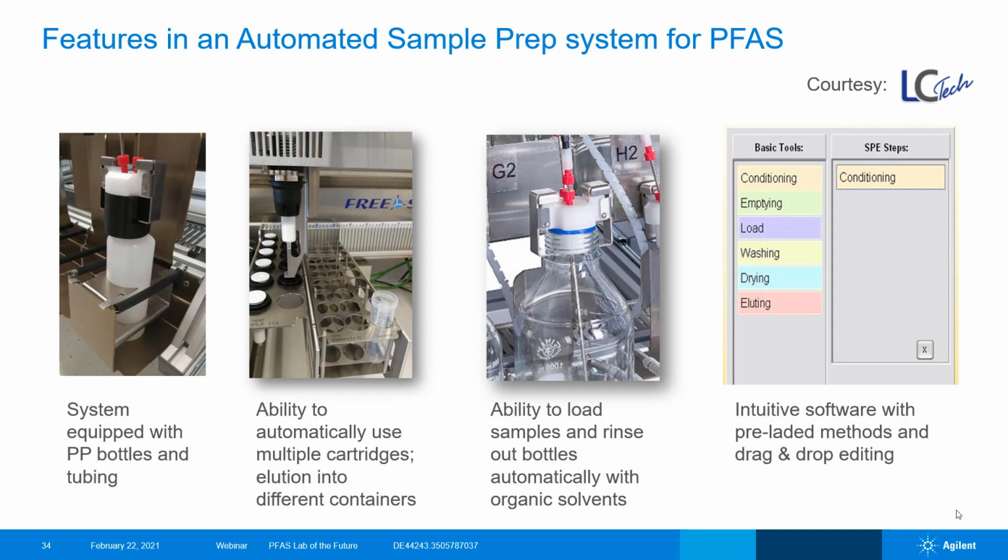So what are some of the things that an automated offline sample preparation requires? Well, this system will be equipped with polypropylene bottles that are critical for PFAS to avoid contamination. And also the tubing will be fluoropolymer free. The system also will have the ability to automatically use multiple cartridges, elution into different containers and things like that. So it allows that flexibility, all while having the ability to load samples and rinse out bottles automatically with different organic solvents. And finally, it has intuitive software with preloaded PFAS methods and also drag and drop editing, so customers can do different things on there as well.